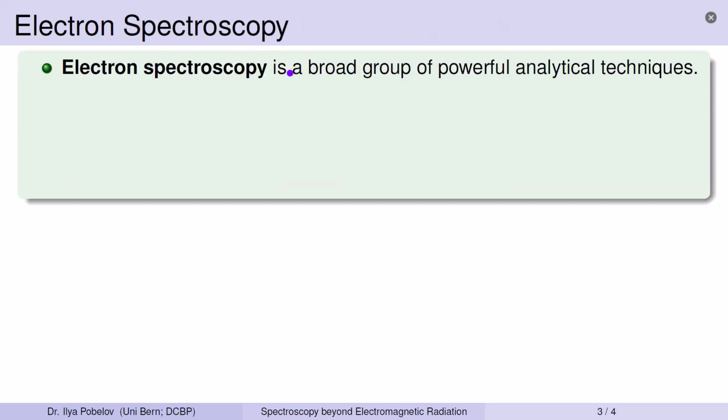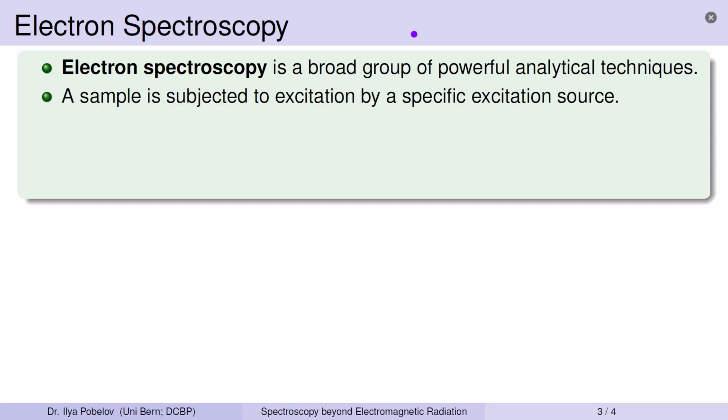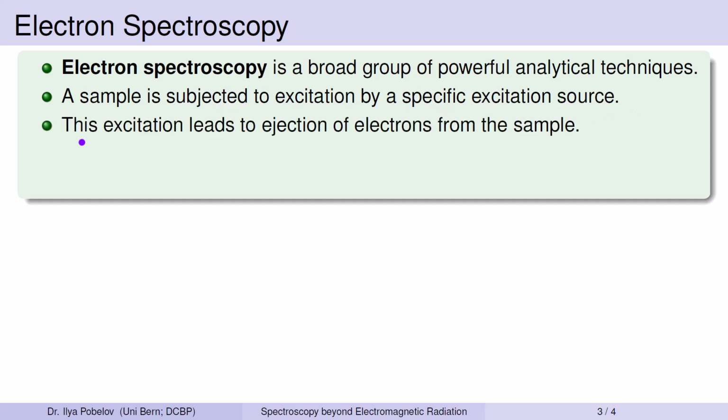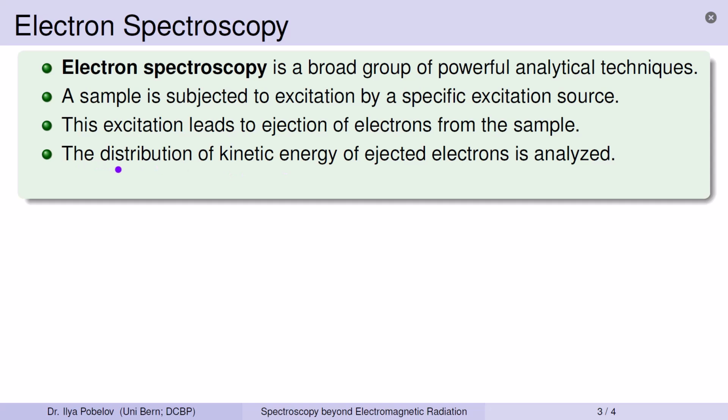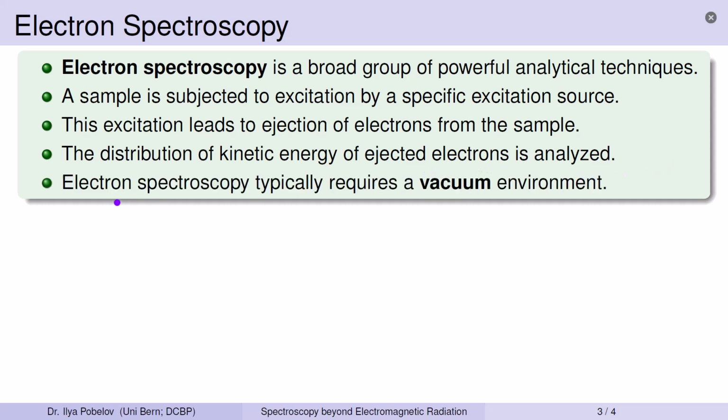Electron spectroscopy is a broad group of powerful analytical techniques. Generally speaking, in these methods, a sample under study is subjected to excitation by a specific excitation source. This excitation leads to ejection of electrons from the sample. Then, the distribution of kinetic energy of ejected electrons is measured and analyzed. Importantly, electron spectroscopy typically requires a vacuum environment.